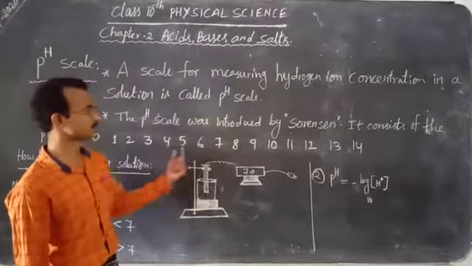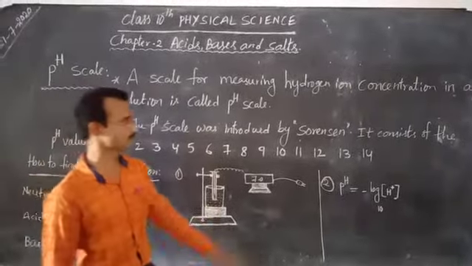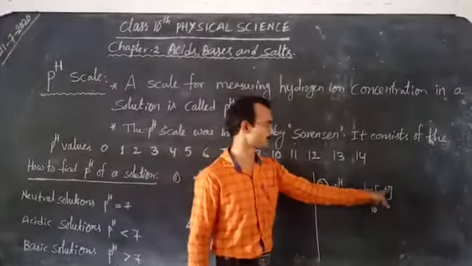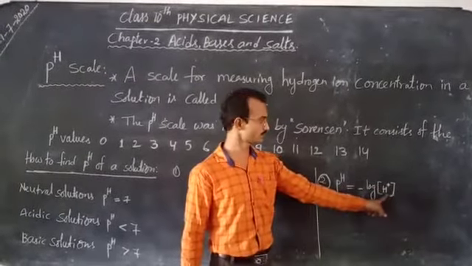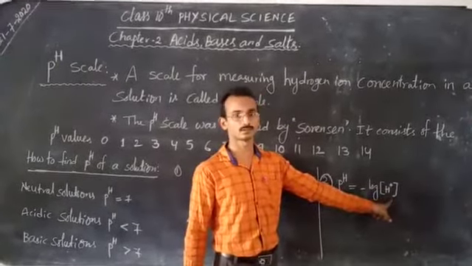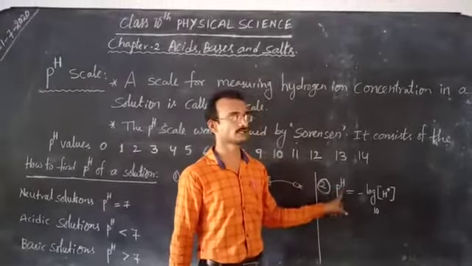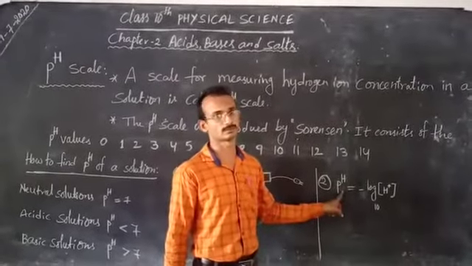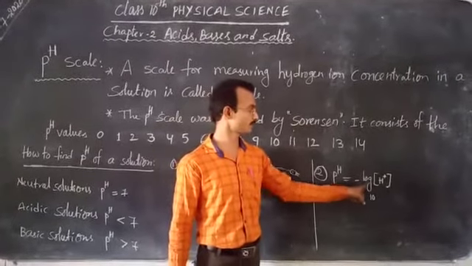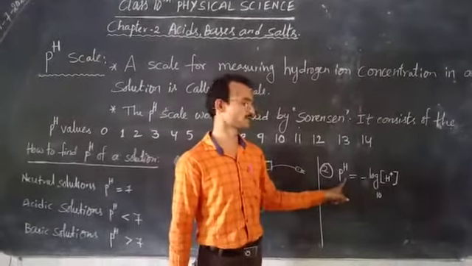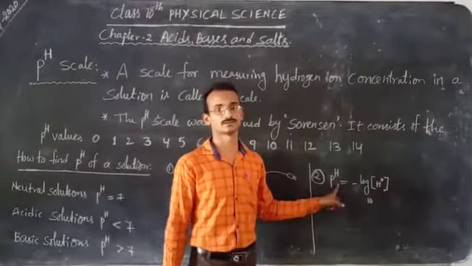There is another method to find out the pH of a given solution, the theoretical method. The closed bracket of H plus shows the concentration of H plus ion. If the concentration of H plus ion is known, pH can be calculated. The pH value can be calculated by using this formula. pH is defined as the negative logarithm of the H plus ion concentration, which is called the pH value of a given solution.